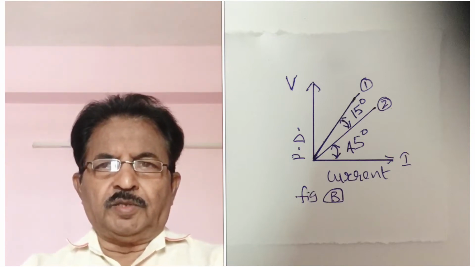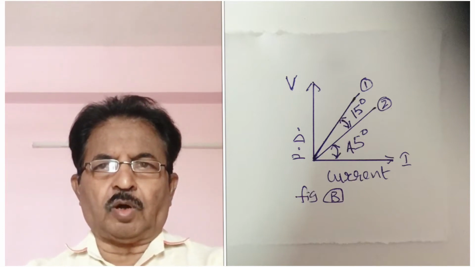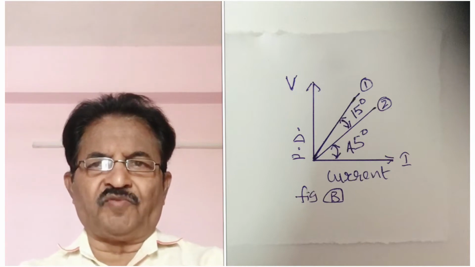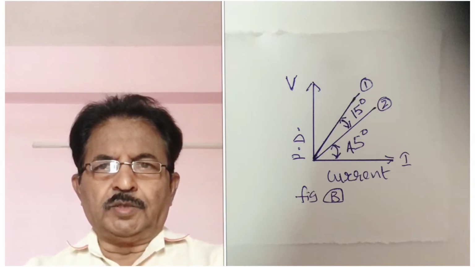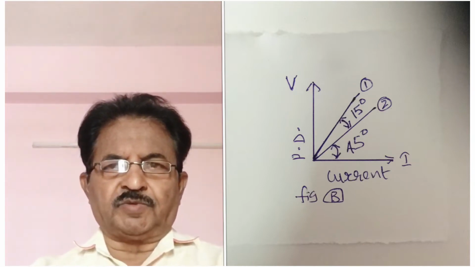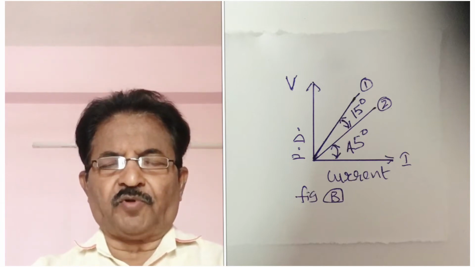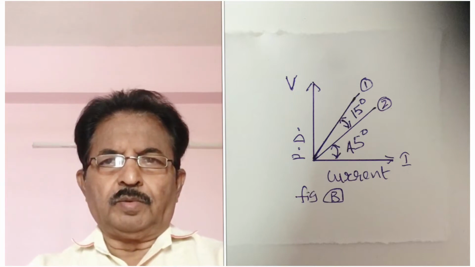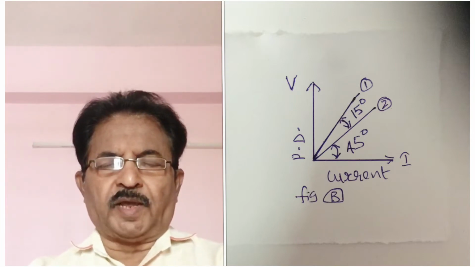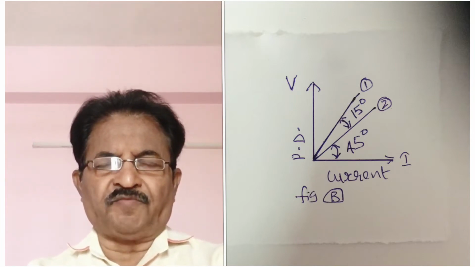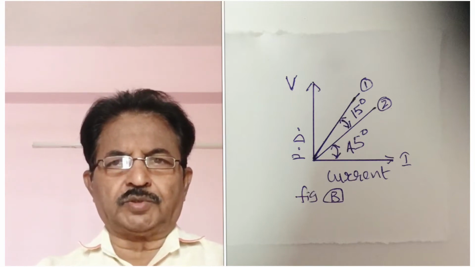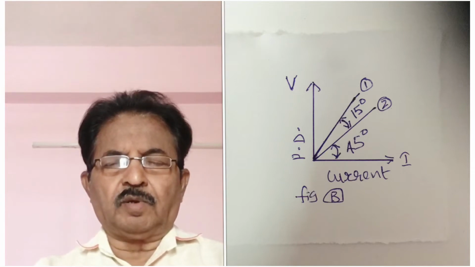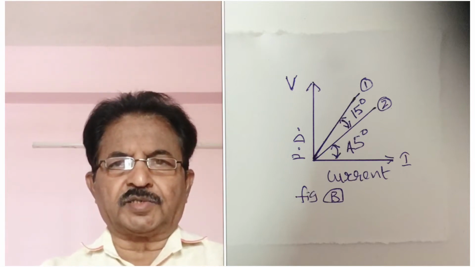So, the ratio of resistances R1 is to R2 is equal to the slope of line 1 is to slope of line 2. Line 1 makes 60 degrees with the x-axis, line 2 makes 45 degrees with the x-axis. So, R1 is to R2 is equal to tan 60 is to tan 45, which is equal to root 3 is to 1. So, the wire represented by line 1 has higher resistance than wire 2.